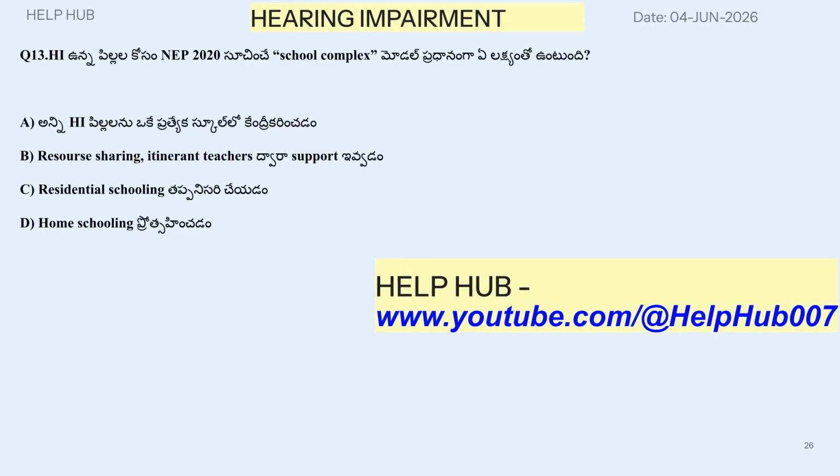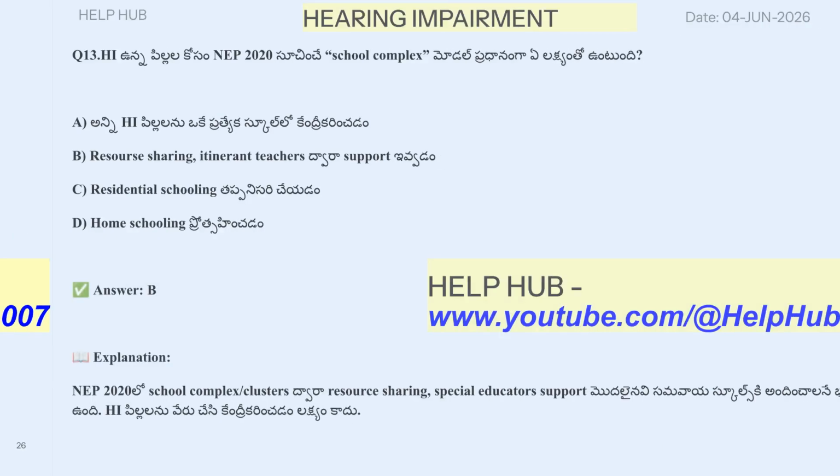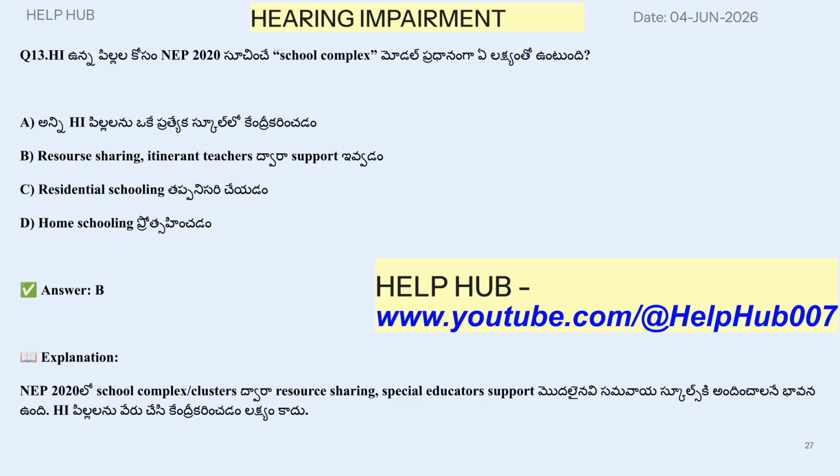Question 13. What is the primary objective of the school complex model suggested by NEP 2020 for children with HI? The objective is B, providing support through resource sharing and itinerant teachers. The NEP 2020 promotes resource sharing and specialized support across school clusters for inclusive education.